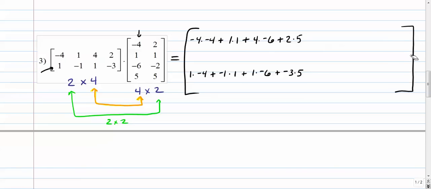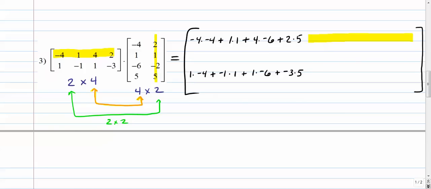Alright, moving on to this column over here. I actually need a little bit more room. Let's see if I can squeeze this in as far as I can over here. So now we're going to go for the first row. This time we're going to multiply it by the second column, and that'll give us this whole entry right here. Negative 4 times 2 plus 1 times 1 plus 4 times negative 2 plus 2 times 5.